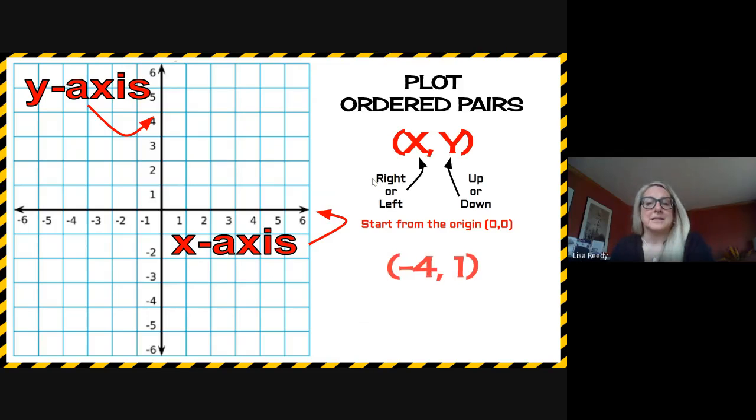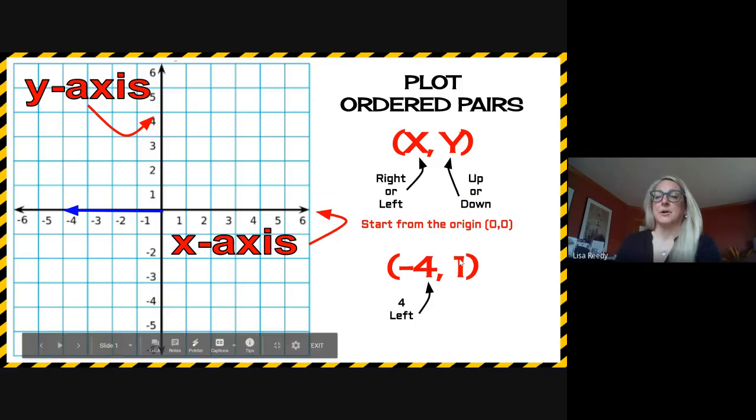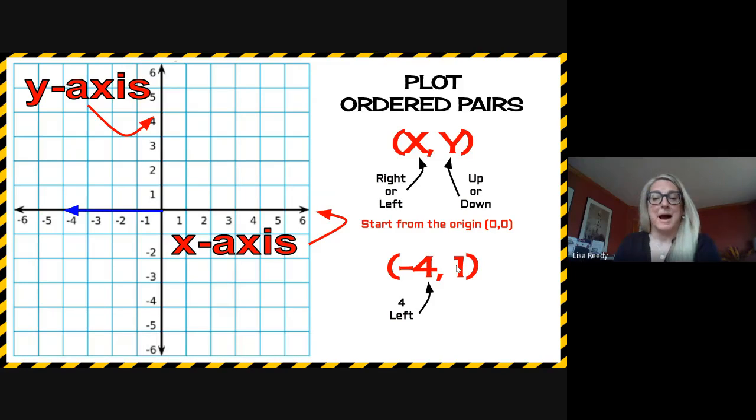So if I'm going to plot -4, 1, I want you to think about this. You're going to start here at 0, 0, and my first number is -4. Now remember, that is my x, so it has to go right or left from the origin. Since it is a negative, I am going to go to the left 4, and then I'm going to stop right here. My next number for my y is a 1. That is a positive 1 because there's no sign in front of it. So your next number is either going to go up or down. And since it's positive, it's going to go up 1.